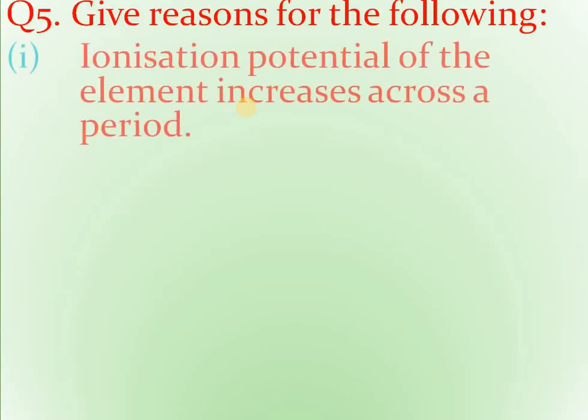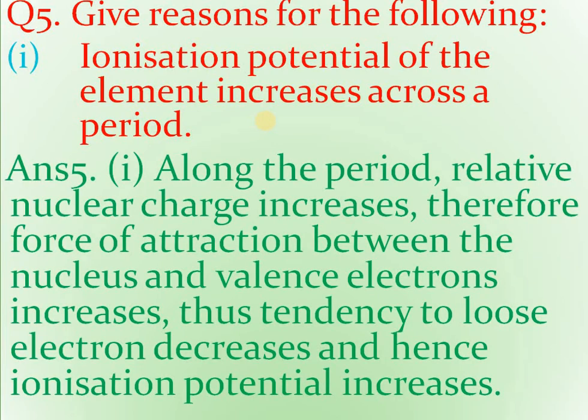Next: the ionization potential of elements increases across a period. Why? In a period, ionization energy increases. You know we also have to link atomic size: atomic size is decreasing, ionization energy is increasing. Further, we can write in this manner: across a period, relative nuclear charge increases, therefore the force of attraction between the nucleus and the valence electrons increases, thus the tendency to lose electrons decreases, and hence ionization energy increases.